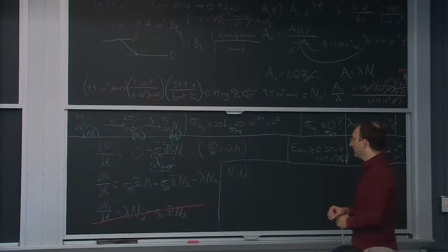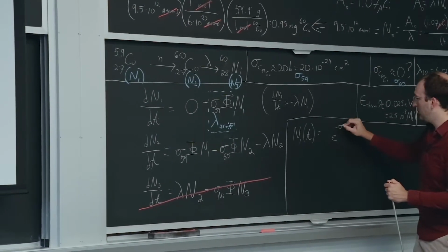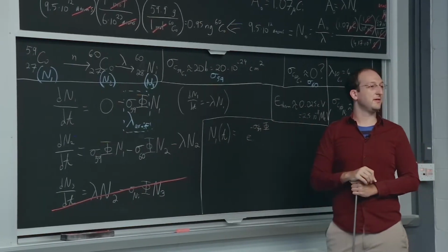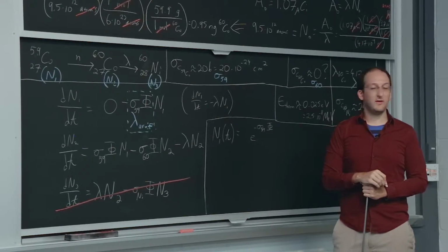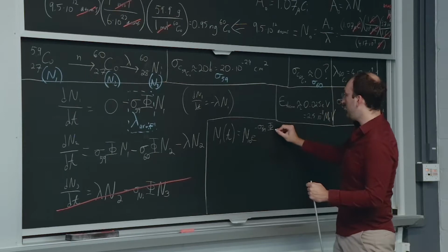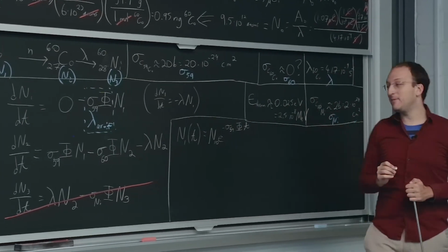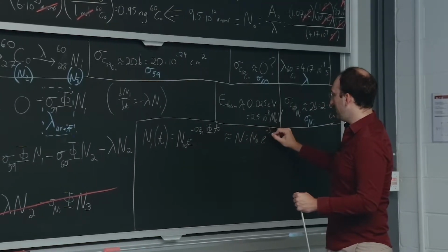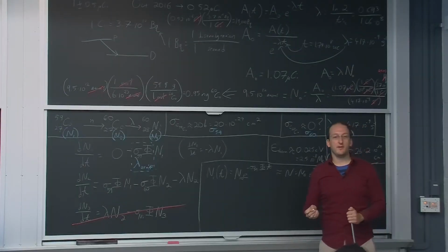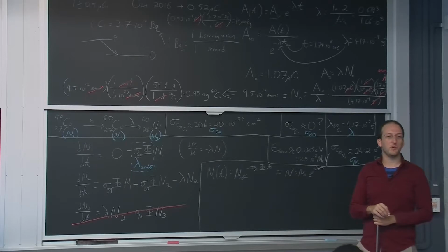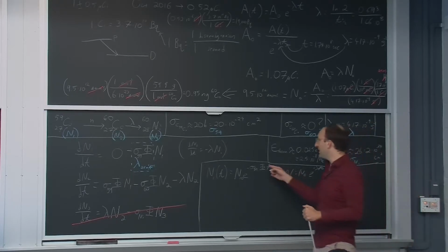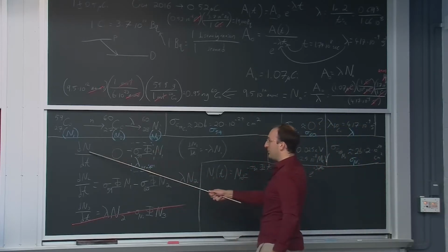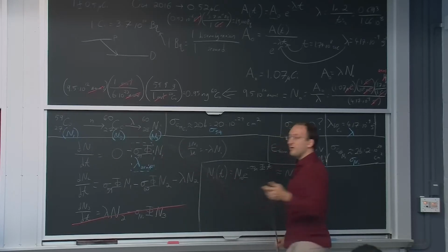E to the minus sigma 59 phi, and what else? N1 naught, and there's a t, because as you're burning it out, it matters how much time you have. Doesn't this look eerily similar to N equals N naught e to the minus lambda t? Again, it's like exponential artificial decay because we're burning those things out. For a fixed amount of neutrons going in, the amount that we burn is proportional to the amount that is there. That's the burn rate, that's the amount that's there, and this is our artificial lambda.